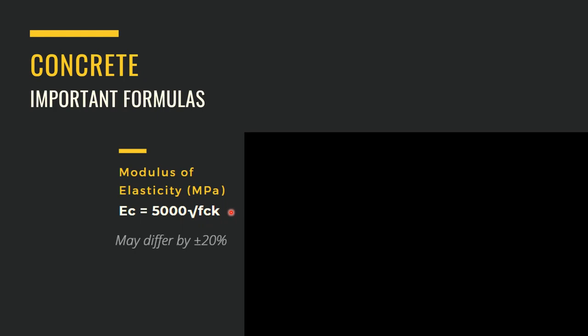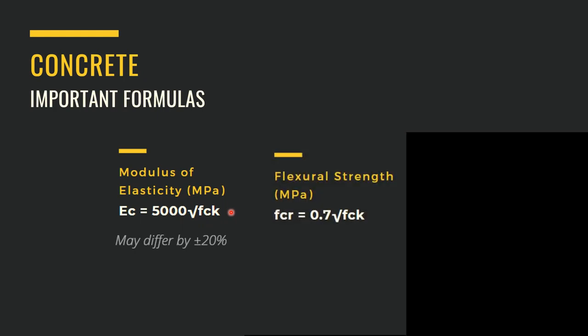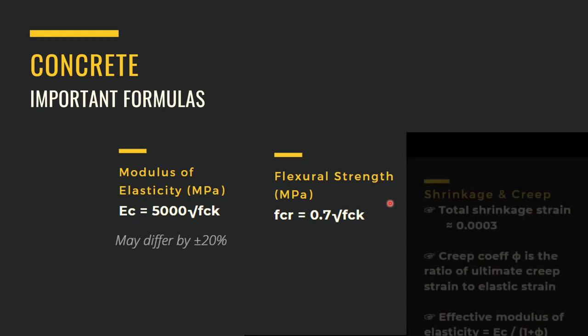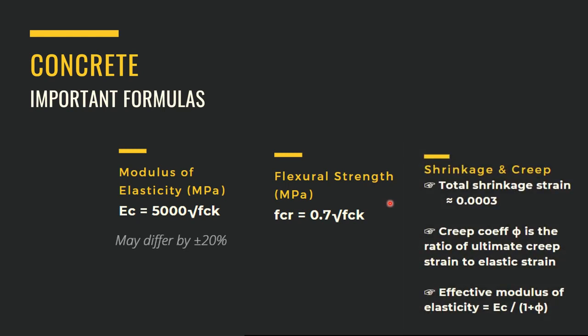The next formula is the flexural strength or tensile strength, as we have already seen. fcr is equal to 0.7 root fck. Next is the shrinkage and creep. Total shrinkage strain is approximately equal to 3 into 10 power minus 4, or 0.0003.